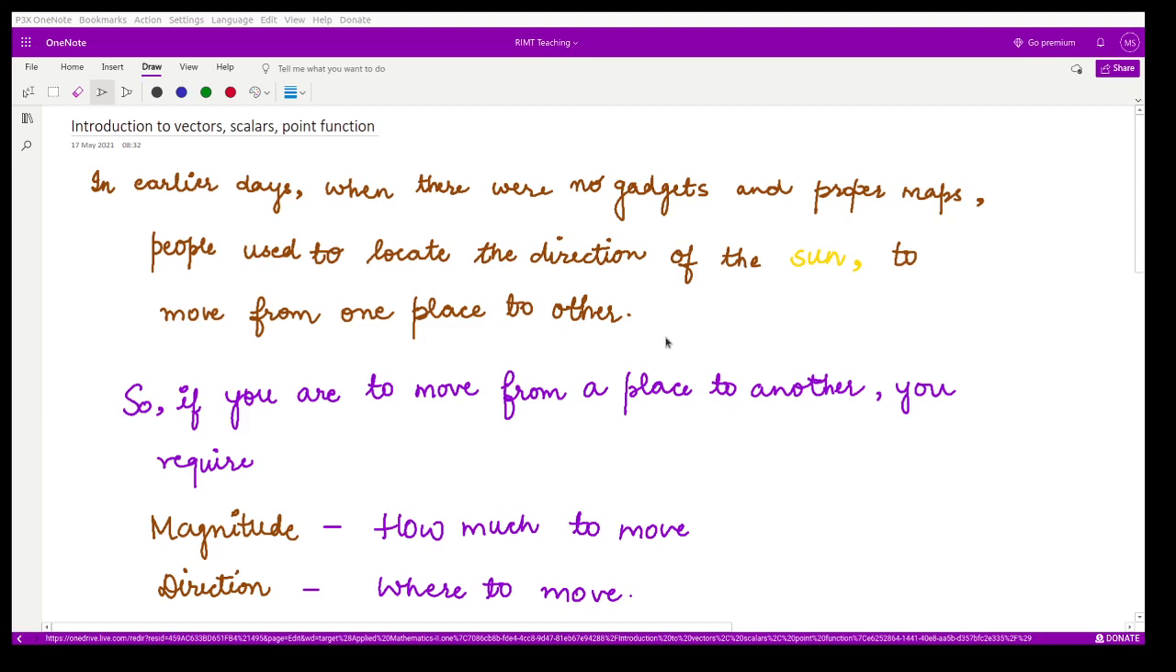So here we'll be starting with vectors and vector calculus. First of all, you should know what a vector quantity and a scalar are, right? So I'm starting it like this.